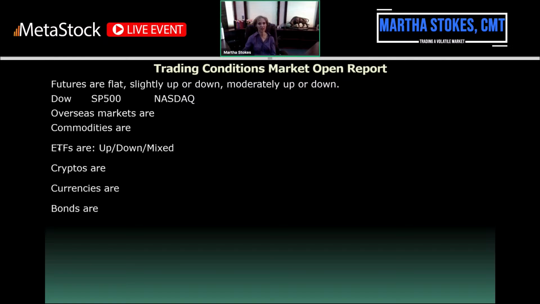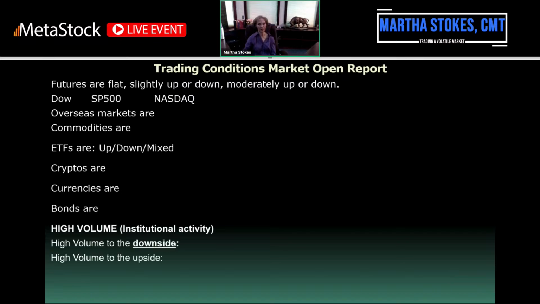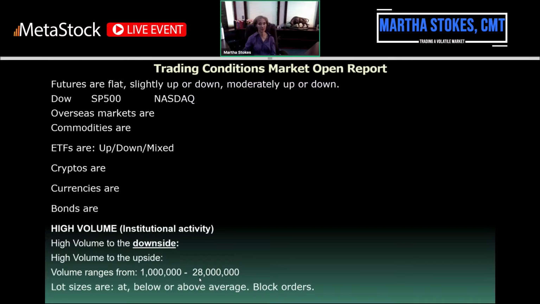Bonds often indicate that we have fear in the market on the retail side. Cryptos will tell us if we have fear of the market on the retail side. Okay, so that's what we know. High volume, to the downside or the upside, and those volumes range from 1 million lot shares to 28 million, and they can be even higher than that.